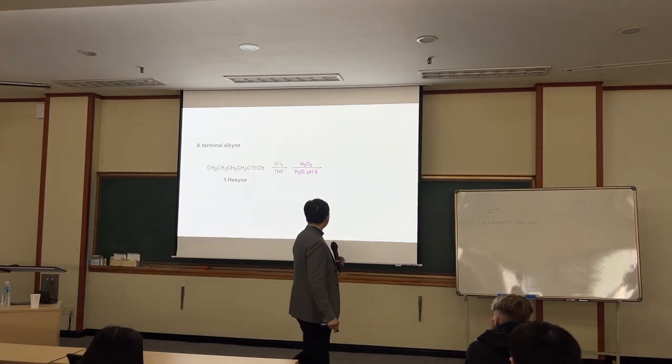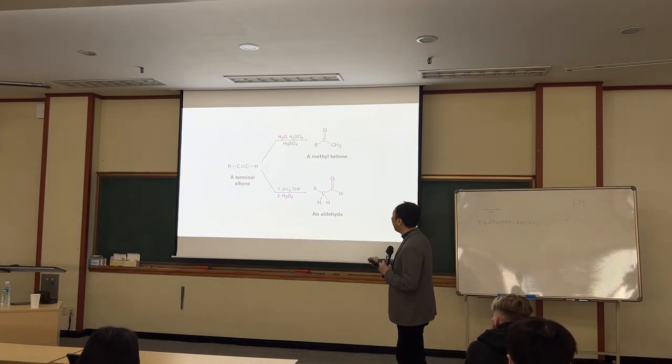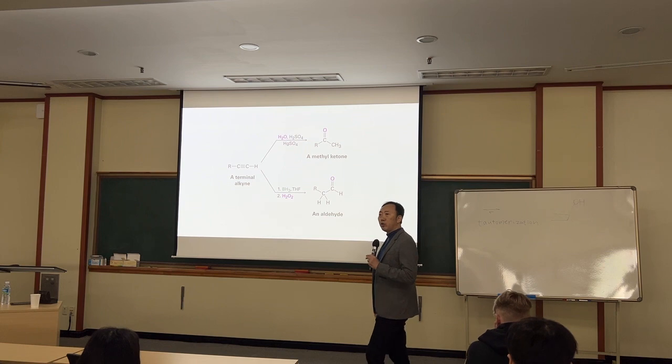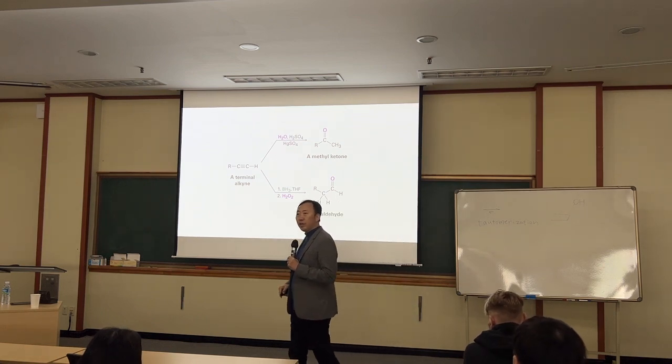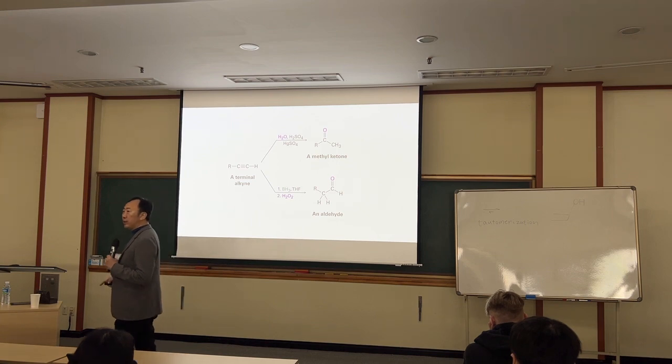So now you have two options. If you have a triple bond, especially at the terminal position, you have two options: oxymercuration to get a ketone, or hydroboration to get an aldehyde.